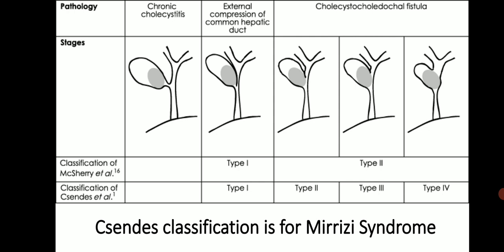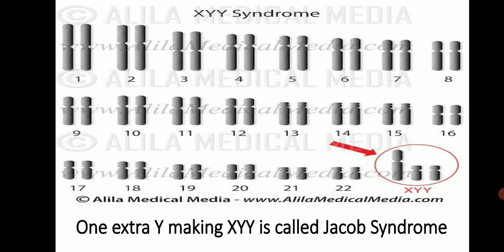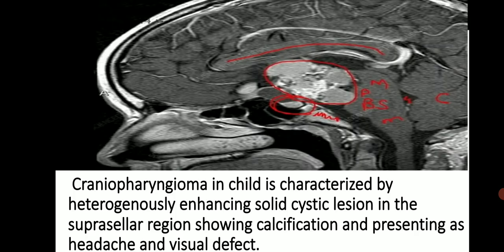Sanders classification is for Mersey syndrome. One extra X making XXY is in Klinefelter syndrome. One extra Y making XYY is called Jacob syndrome. Craniopharyngioma in child is characterized by heterogeneously enhancing solid cystic lesion in the suprasellar region showing calcification and presenting as headache and visual defect.